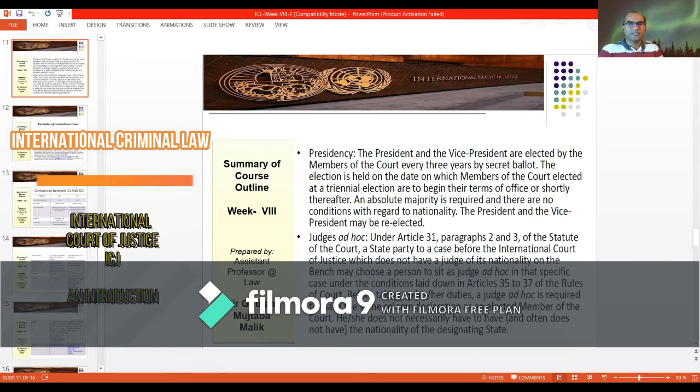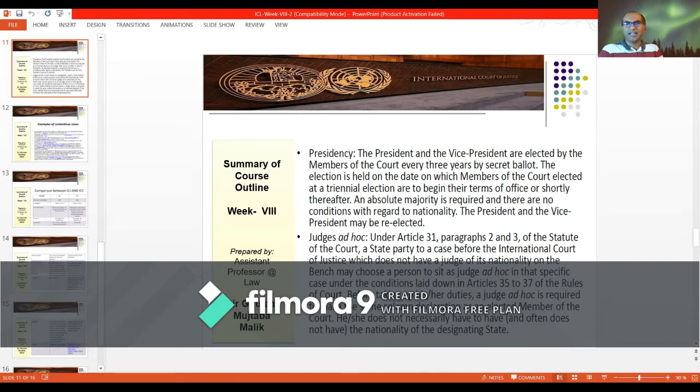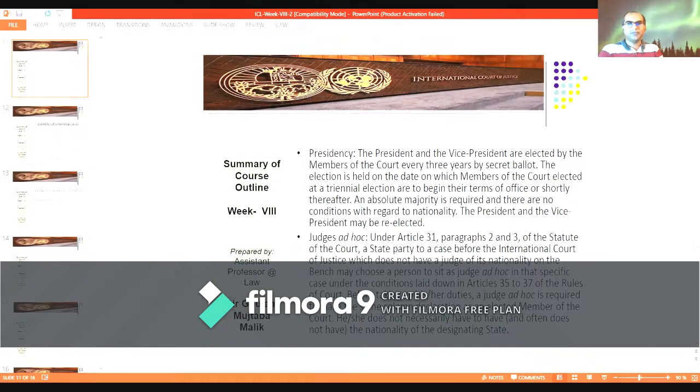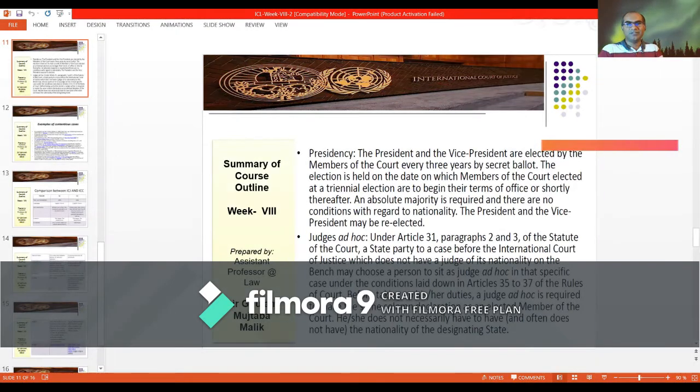Contentious jurisdiction is of three kinds: number one, voluntary jurisdiction, number two, ad hoc jurisdiction, and number three, compulsory jurisdiction. Voluntary jurisdiction is the jurisdiction which the parties, by virtue of an agreement or treaty, confer on the court. In voluntary jurisdiction, the parties to a dispute give their consent for the jurisdiction of the court in advance.